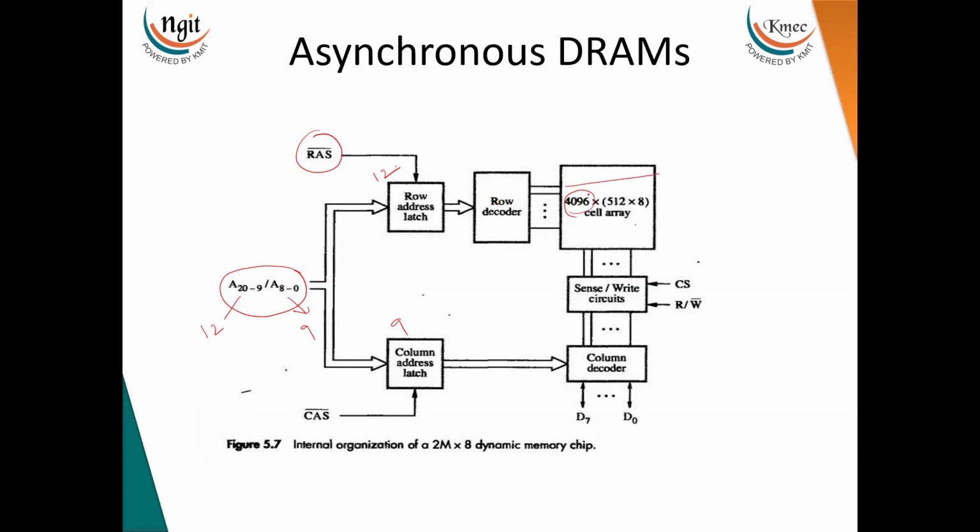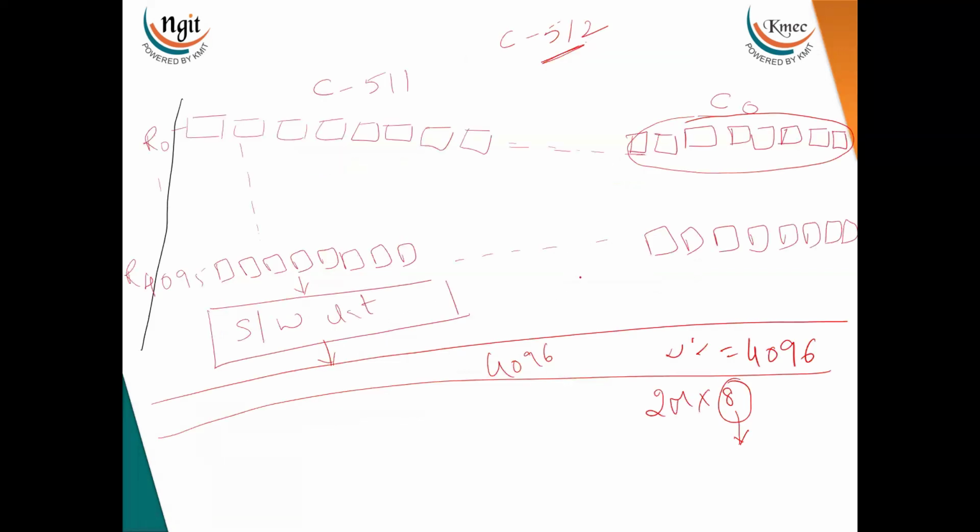Now, after selecting the row, these column addresses are given to the column address latch. Only after selecting the row, the column address strobe is given. Thereby, the decoder will decode this address and select one of the columns. Depending upon the 9 bits, it will select one of them.